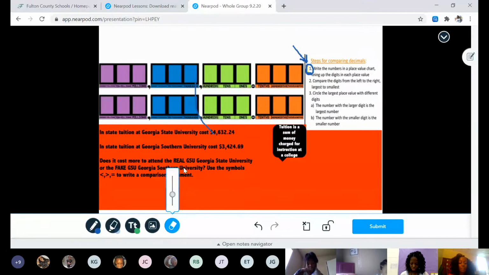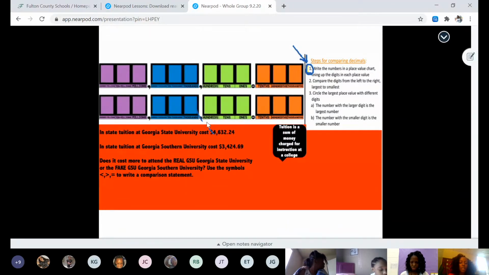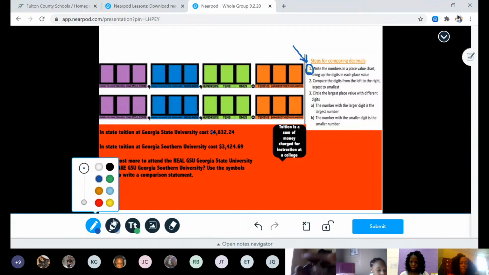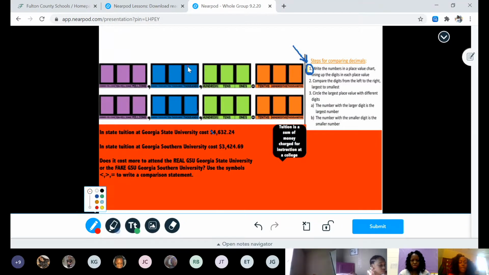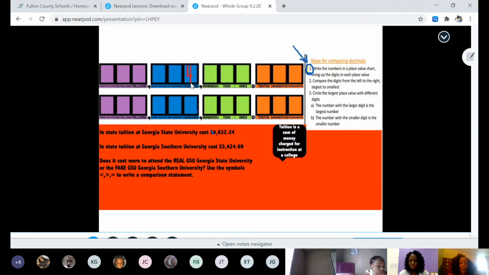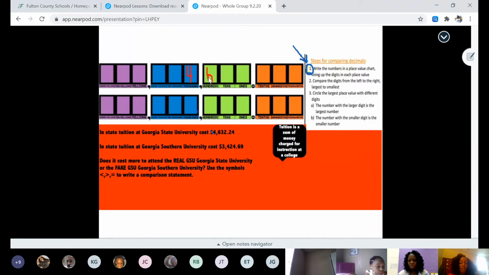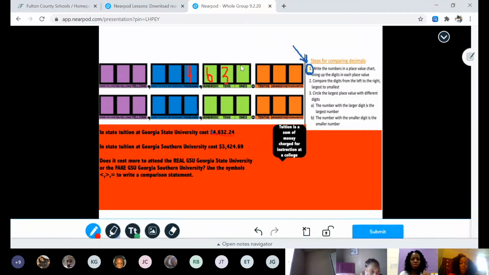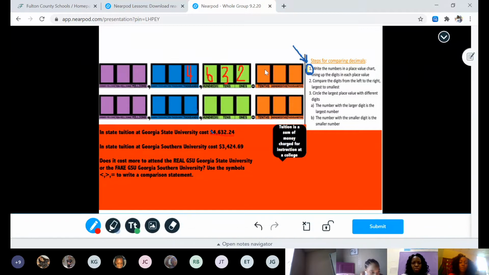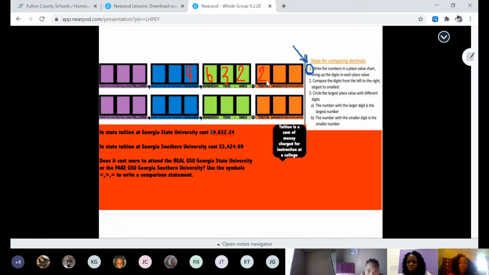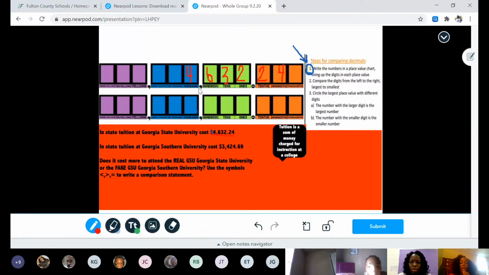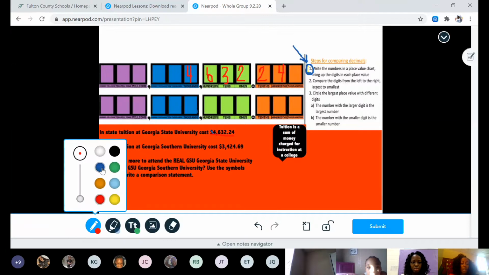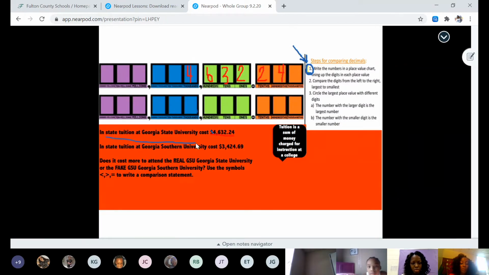So I'm going to come up here to my place value chart, and let me change my color to make it a little brighter so that you can see. I'm going to place a 4 in my thousands place, a 6 in my hundreds place, a 3 in my tens place, a 2 in my ones place. There's going to be another 2 in the tenths place, and then lastly a 4 in our hundredths place. I have 4,632 and 24 hundredths. Remember, this is the cost of tuition at Georgia State University.